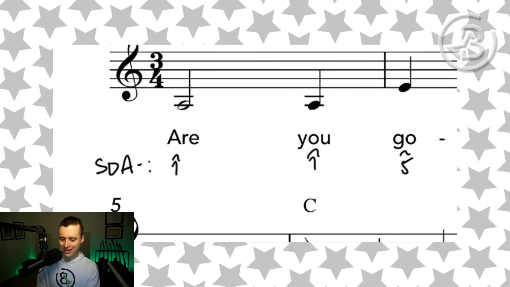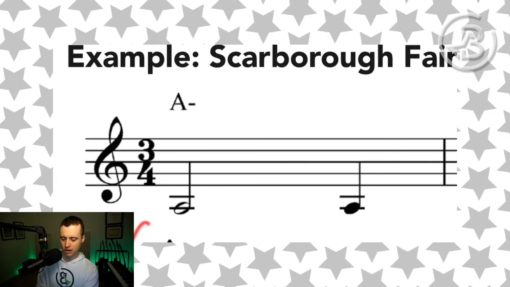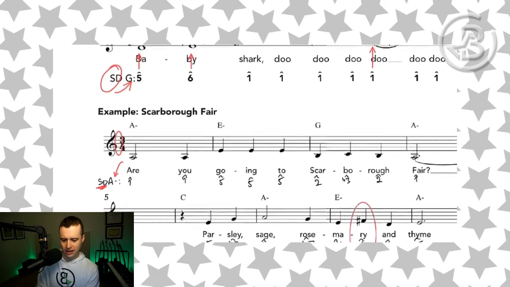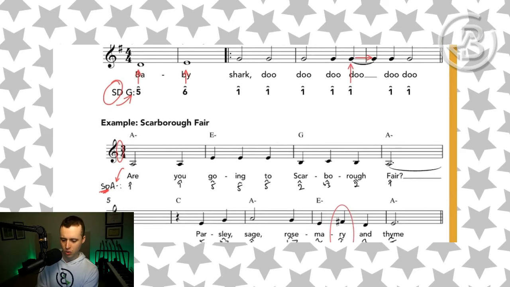So here we see again, scale degree, sure enough, it's right there. And then A minor for the key, because you can see up here, our key signature has no sharps or flats. And the first and last chord is an A, and also it's starting on an A. So this piece of music is definitely in A minor.